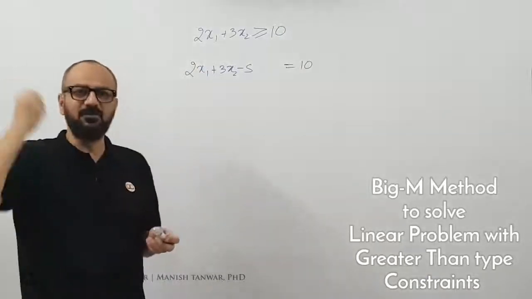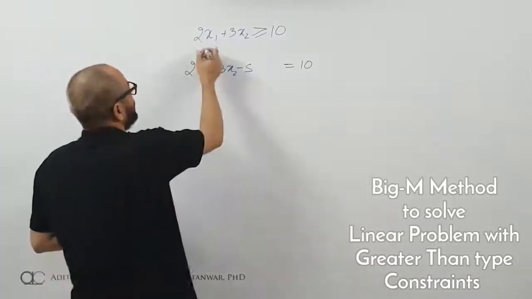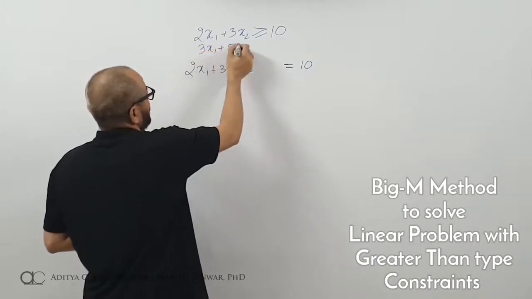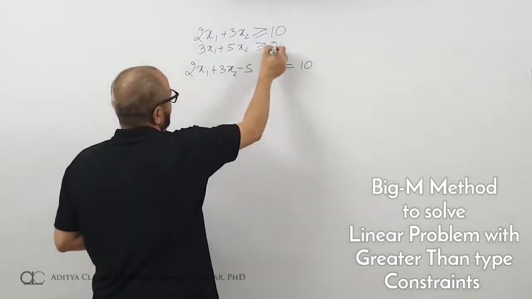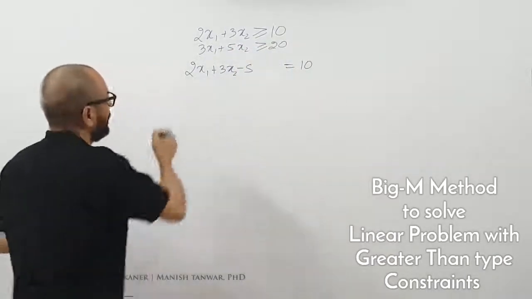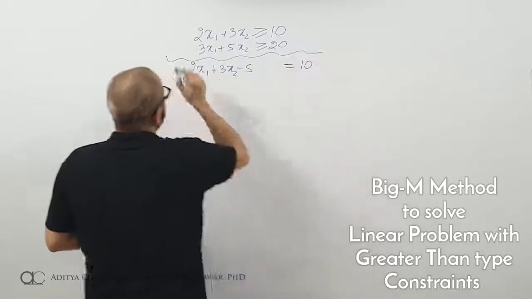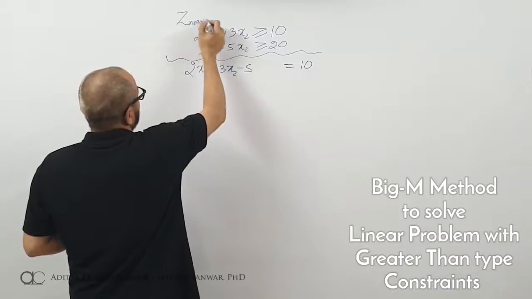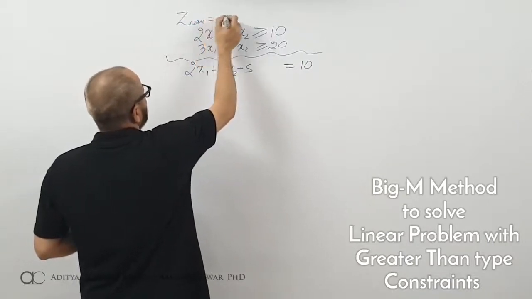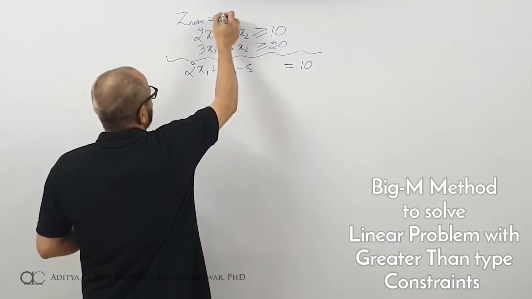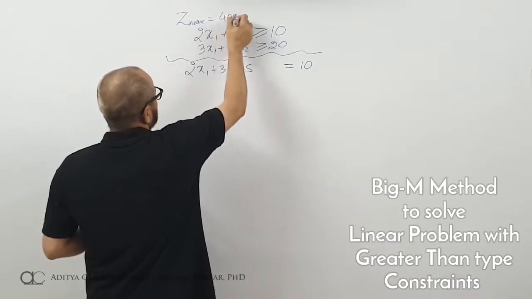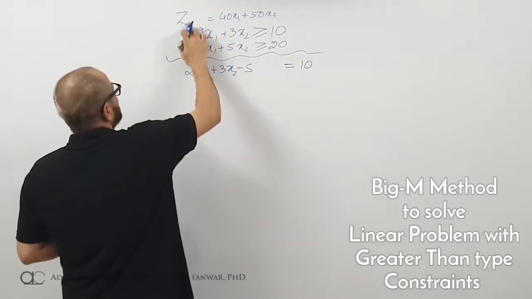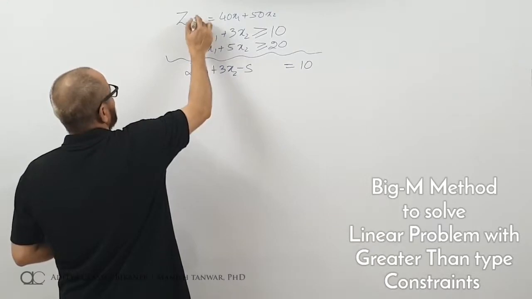I have removed something. Now suppose I had two inequalities, another would be 3x1 plus 5x2 greater than or equal to 20. Suppose we had these two inequalities and let us take a Z objective also. Z would be, let's say, 40x1 plus 50x2, and instead of max let us say that this is min.